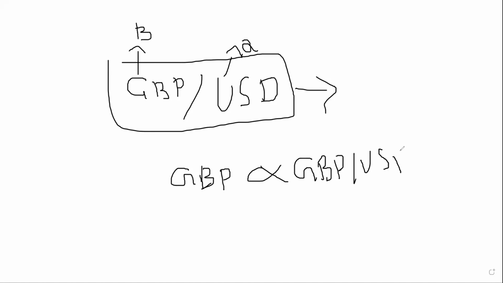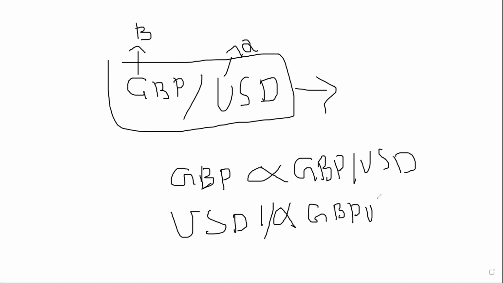There's a whole mathematical formula behind it. And then we have the US dollar, which is inversely proportional to GBP USD. Remember this rule. Got it? So when GBP, the British pound, goes up, GBP USD will go up. When USD goes up, GBP USD will go down, because they are inversely proportional.